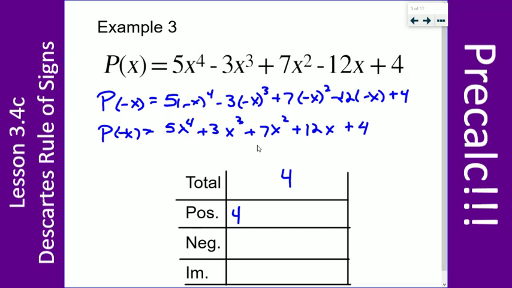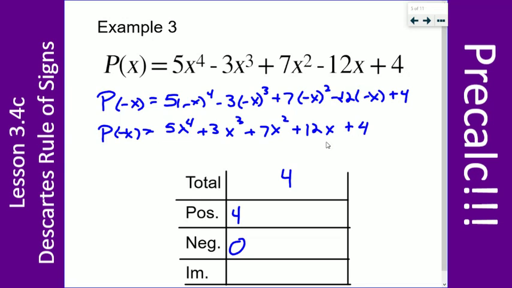We have no sign changes. So this means that we have 0 negative solutions. So when you have that list of rational numbers that you can choose from, by doing this Descartes rule of signs, you can throw out half of those. You can throw out all the negative numbers. It can't be any of those, all right?